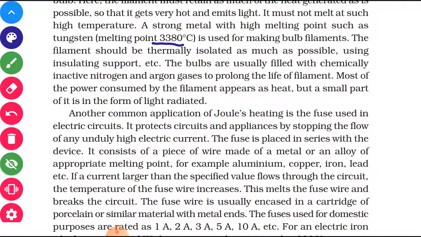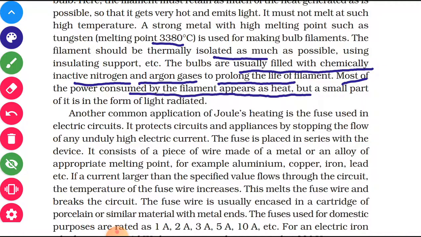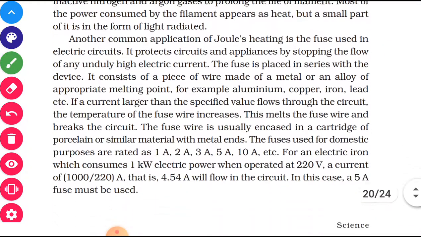The filament should be thermally isolated as much as possible using insulating support. The bulbs are usually filled with the chemically inactive nitrogen and argon gases to prolong the life of the filament. So which gases are filled? Nitrogen and argon gases are used in the bulb. Most of the power consumed by the filament appears as heat, but a small part of this power is radiated in the form of light.